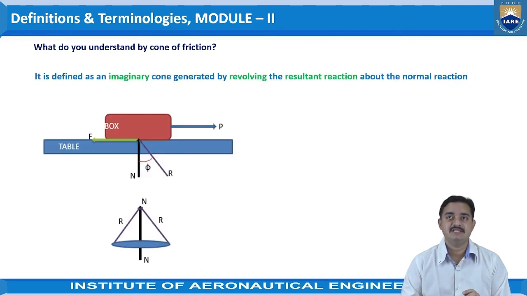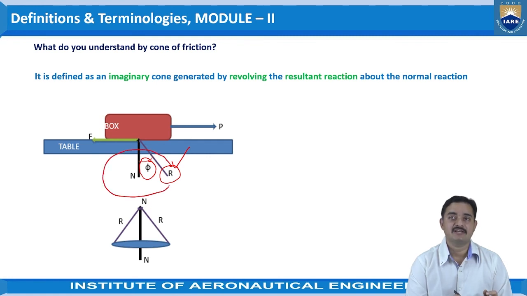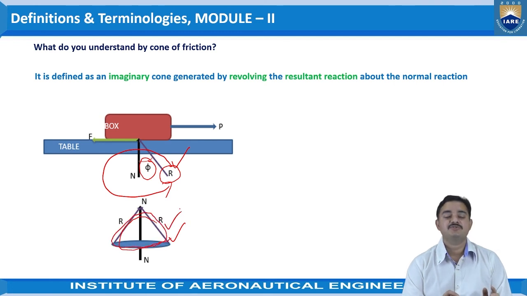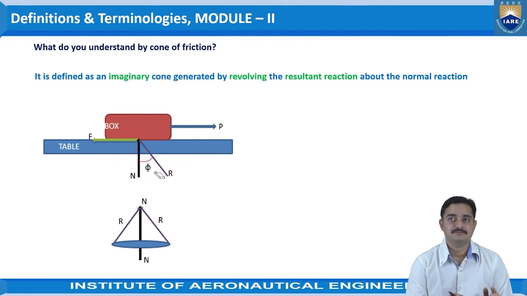So in the figure itself you can see it is defined as an imaginary cone generated by revolving the resultant reaction about the normal reaction. So we have already seen what the resultant reaction is. It is the resultant of the frictional force and the normal reaction, and the angle phi is called the angle of friction. If this resultant reaction is being revolved around this normal reaction in this fashion, then we can say there is an imaginary cone that is being formed here like this. This imaginary cone is treated as the cone of friction.